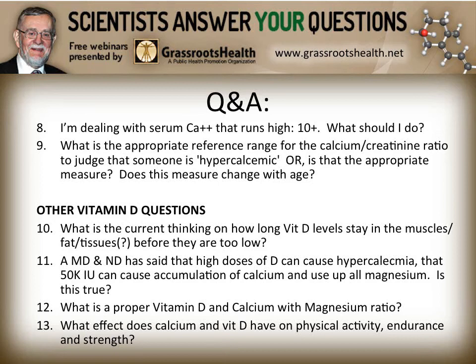Now, does it cause accumulation of calcium? Well, yes, if the serum calcium rises, then the calcium in the serum can precipitate out in various tissues. Now, there isn't any question of using up magnesium. Magnesium is a metal and doesn't get used up. So I don't even know what that question could mean. And we're not recommending 50,000 international units per day. A single dose of 50,000 international units wouldn't do anything. You'd have to take it for a long period of time, or even that, to increase your risk of hypercalcemia.